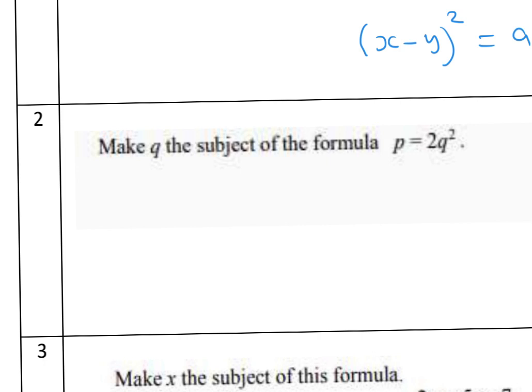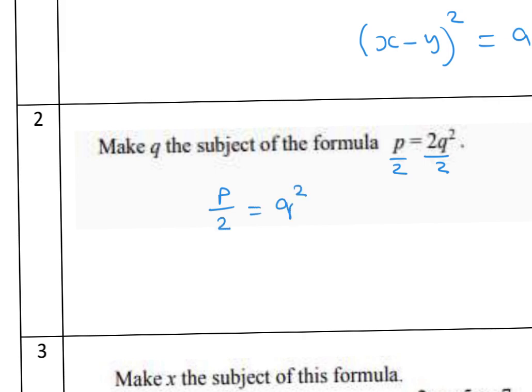Number 2, make q the subject. b equals 2q squared. First of all, we divide by 2, so b over 2. Divide by 2, divide by 2. So b over 2 equals q squared.